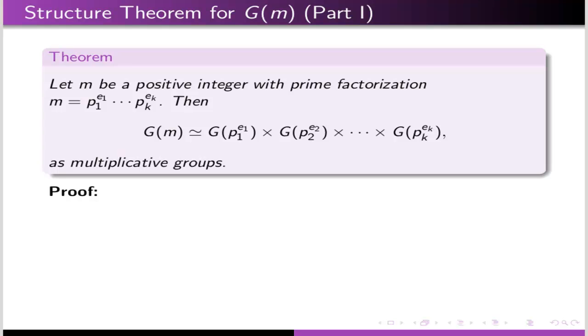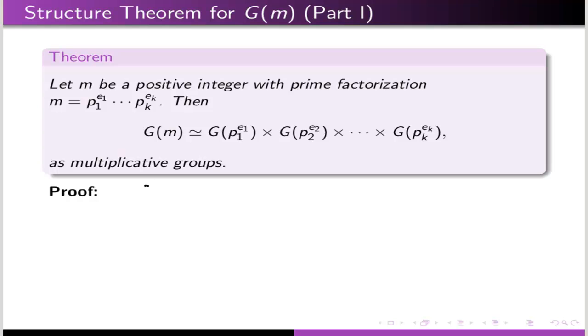Okay, next let's look at the structure of the group of units mod m, Gm. And we'll do this in two stages. So today we'll just prove the first theorem. If m is a positive integer with prime factorization p1 to the e1 times pk to the ek, then the group of units mod m is isomorphic to the direct product of the group of units mod p1 to the e1 times the group of units mod pk to the ek. And this isomorphism is of multiplicative groups.